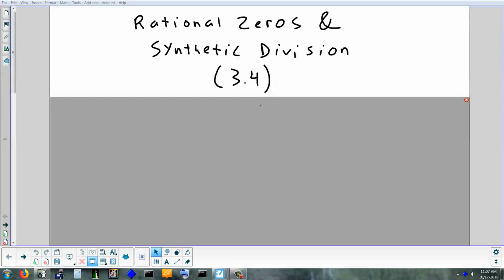Okay, so the second section we're going to look at this week is on what we call rational zeros and synthetic division. So it's kind of two parts, but they're definitely connected. In the book, when you see synthetic division, they call it Horner's algorithm, probably named after the person that did something to invent it or discover it.